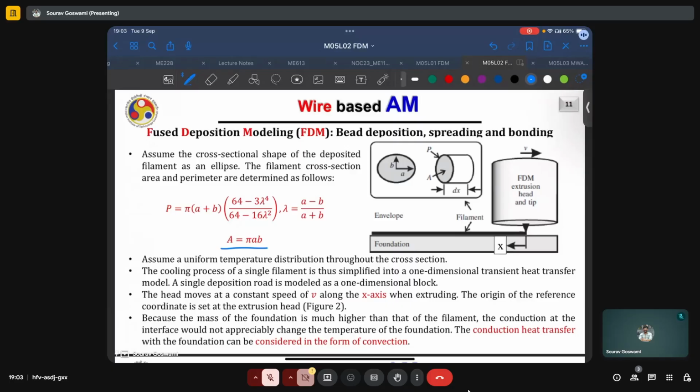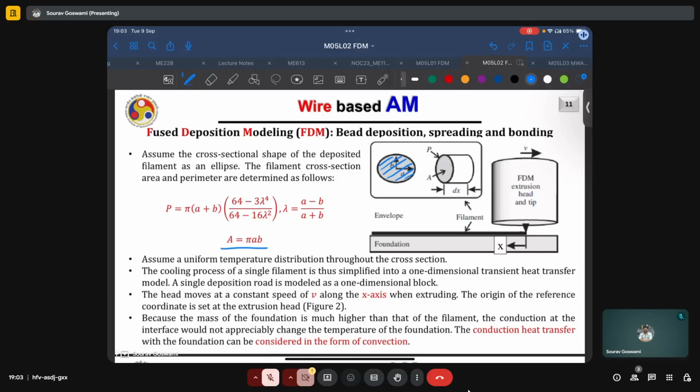Typically, we just assume a uniform temperature distribution throughout the cross-section, that is, across this entire cross-section. The temperature is the same, and there is no distribution or variations in temperature, which then essentially reduces this problem to a 1D heat transfer problem, where the temperature variation is only along the scanning direction, which in this case happens to be the x direction. The cooling process of a single filament is thus simplified into a one-dimensional transient heat transfer model.